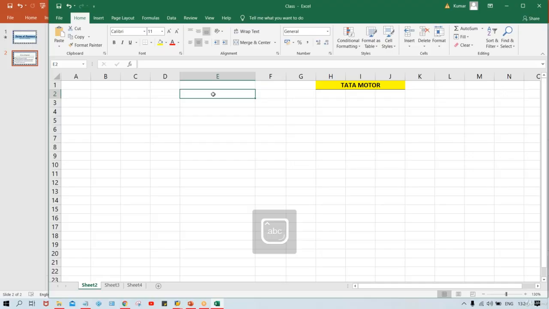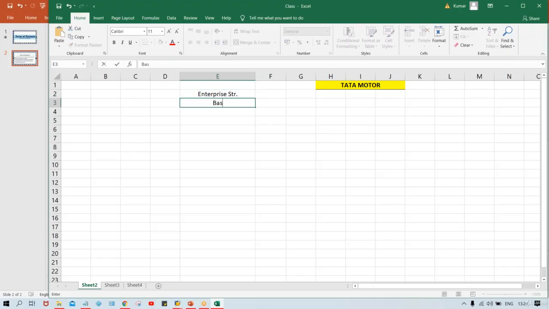First of all, enterprise structure, and then basic settings. So in this sequence, first, second and third. After that, you must do the GL settings. These three settings must be there.